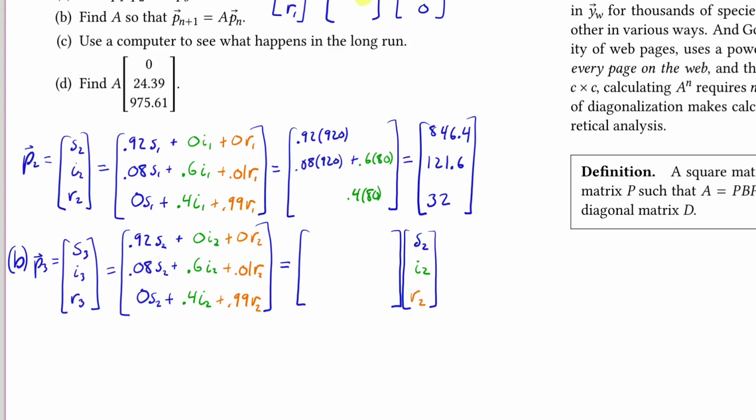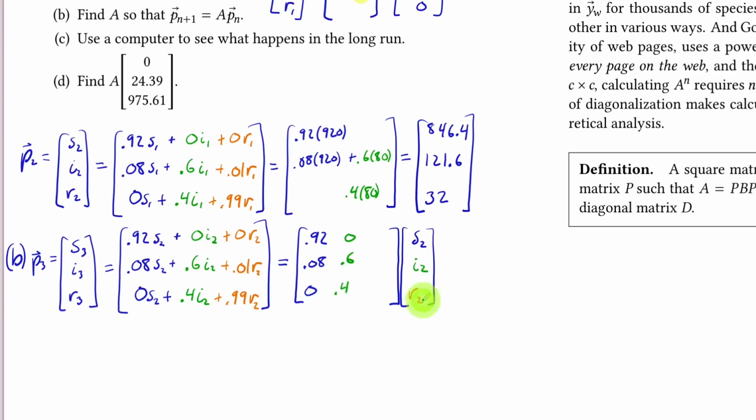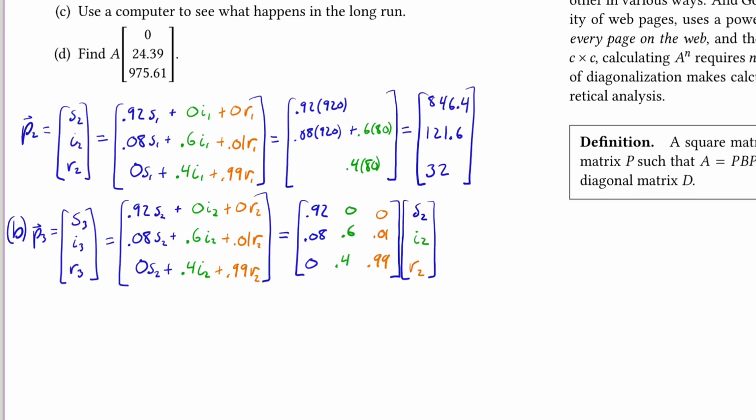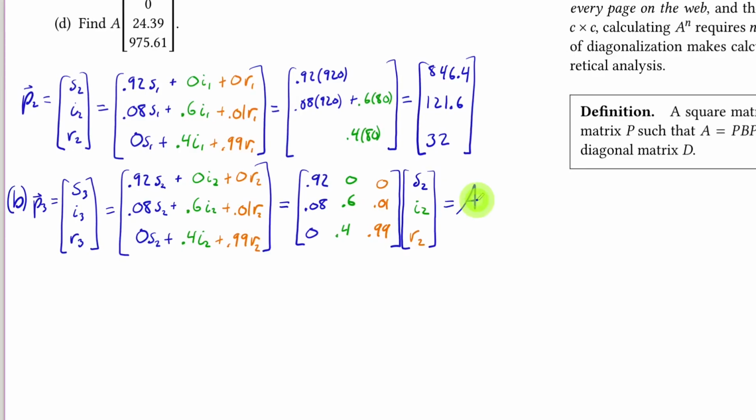We're doing S2 times the vector 0.92, 0.08, 0, right? And then we're doing I2 times 0, 0.6, and 0.4. And then the recovered people, we have 0, 0.01, and 0.99. So it sounds like this is our A that we're going to multiply by P2 to get P3.